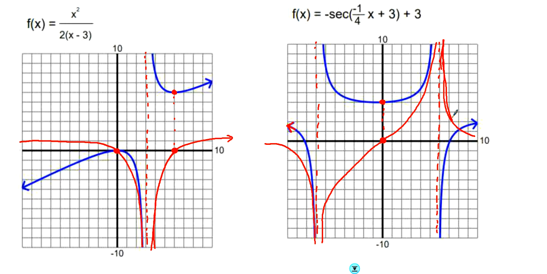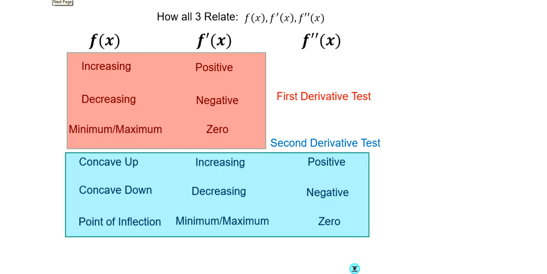So basically all of this that we're doing relates back to this chart. Now I've thrown in the second derivative as well. This red box represents your first derivative rules. So when f of x is increasing, my derivative is positive. When it's decreasing, my derivative is negative. When there's a minimum or maximum, the derivative is 0.